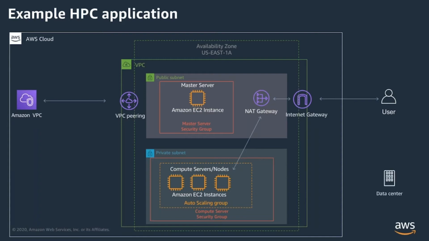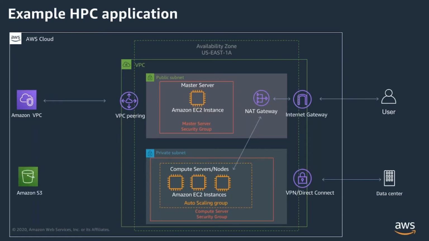There are use cases where you want to have communication with your AWS resources from your data center or your on-premises. This is where AWS supports VPN or Direct Connect. We'll talk about these in the future slides.